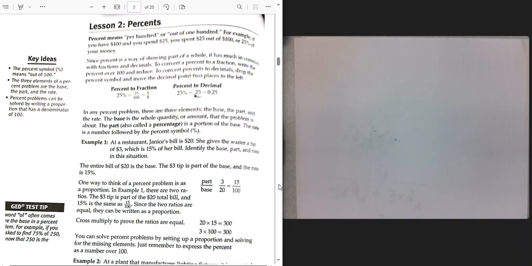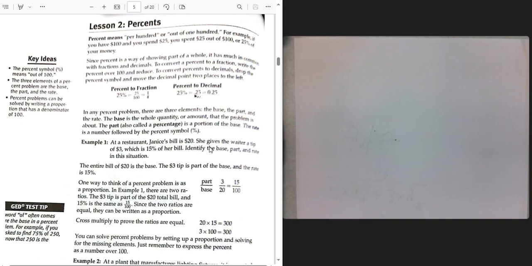To convert percents to decimals, drop the percent symbol and move the decimal point 2 places to the left, which is shown here. Now, in any percent problem, there are 3 elements: the base, the part, and the rate. The base is the whole quantity or amount that the problem is about. The part, also called a percentage, is a portion of the base. The rate is a number followed by the percent symbol.